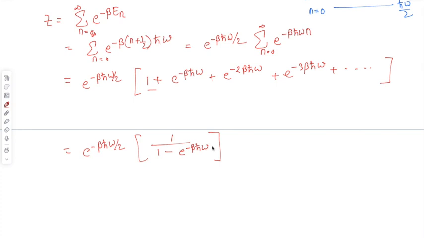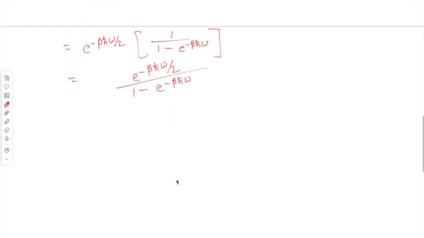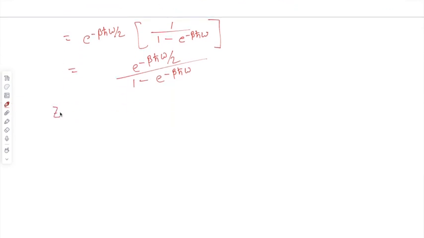At the end of the video, I put the formula of the infinite GP series. We will check it. So what we have now is e to the power minus beta h cut omega by 2 divided by 1 minus e to the power minus beta h cut omega. The simple harmonic oscillator partition function is e to the power minus beta h cut omega by 2 divided by 1 minus e to the power minus beta h cut omega.